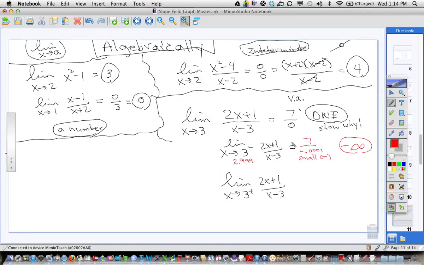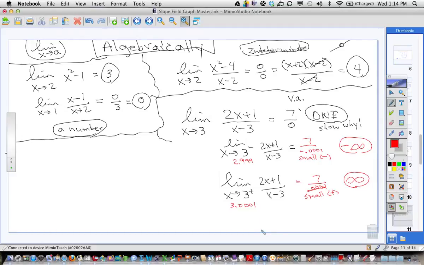And then we do the same thing for the right of 3. The right of 3 would be like 3.001. What happens if we plug 3.001 into this? We basically get 7 on top, something really close to 7. And on the bottom, we get what? Small positive. I don't care if you put the 0.001, just put small positive. You get 7 divided by a small positive. It's a large positive.